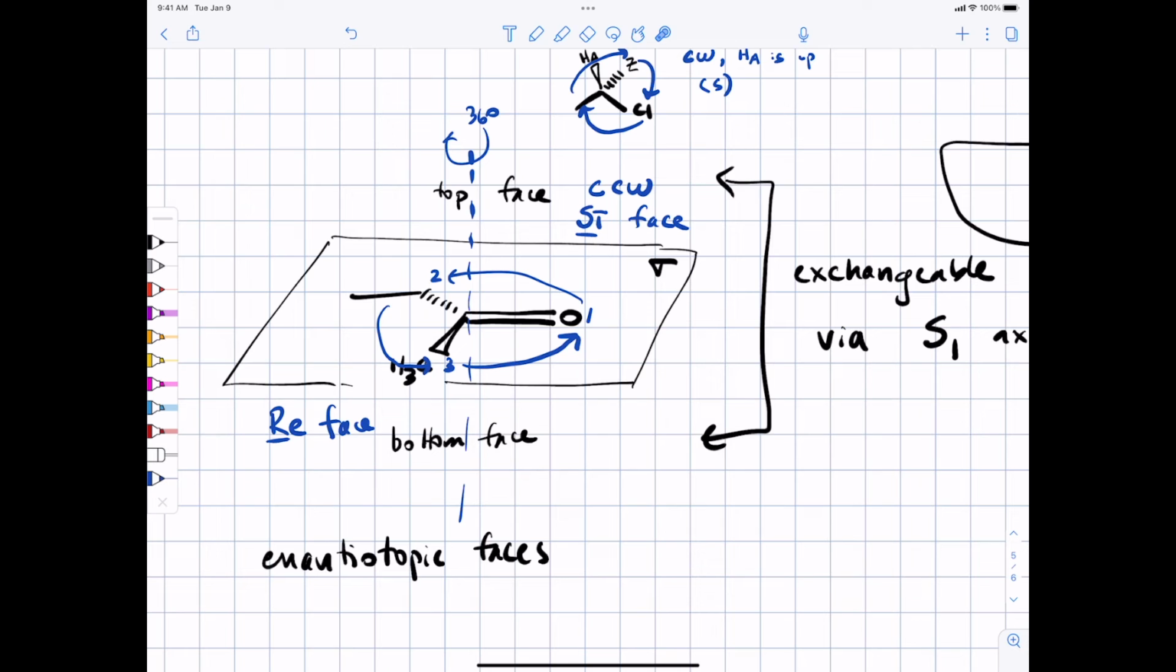Is this how we get enantioselectivity in reactions? Yes. Yep.